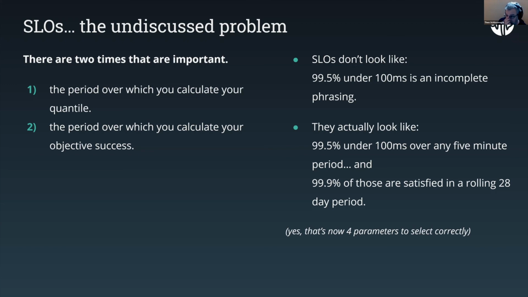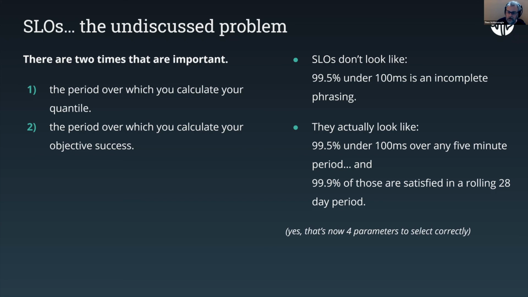So I hinted at this other time quantum, this 1-minute, 5-minute thing. It turns out that looking at every single request over 28 days is very difficult for people to reason about because you have these spikes in traffic. So what people tend to do is cut these up into reasonable size chunks. They'll say, I want to look at my 99.5 percentile and I want to make sure it's under 100 milliseconds over a month. But what I'm going to do is look at it in 5-minute chunks.